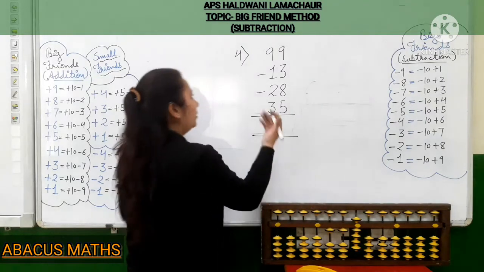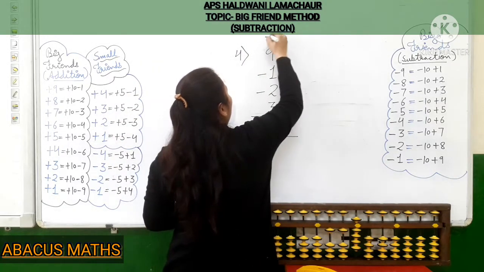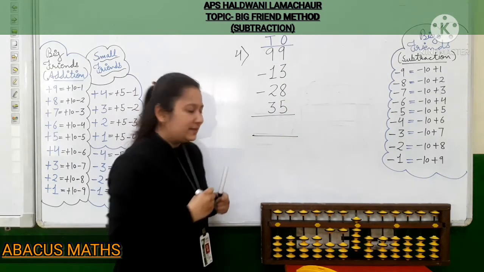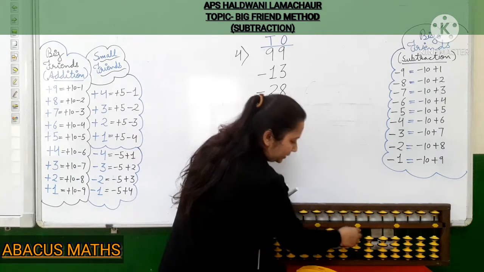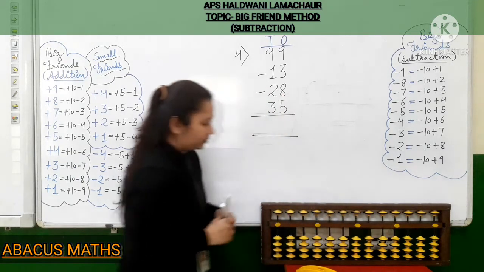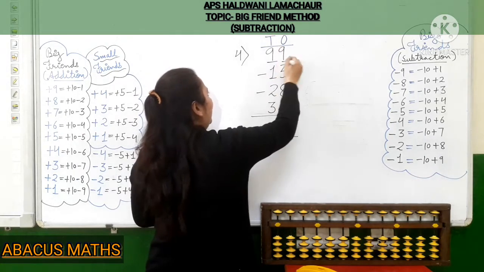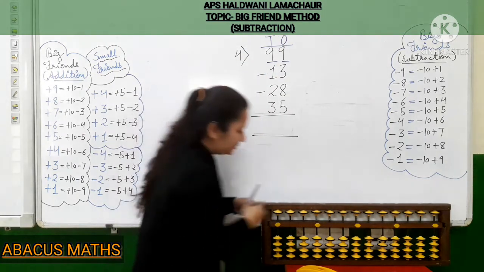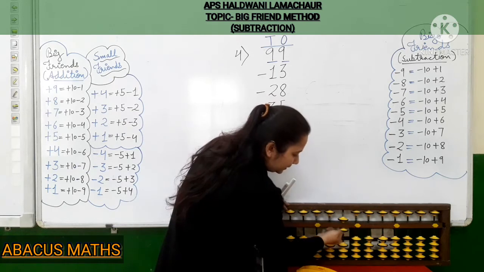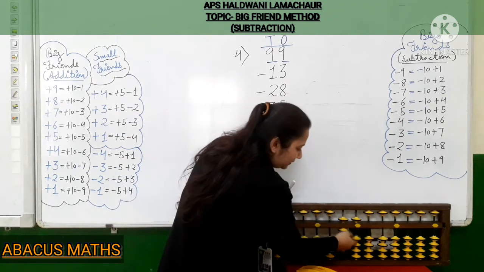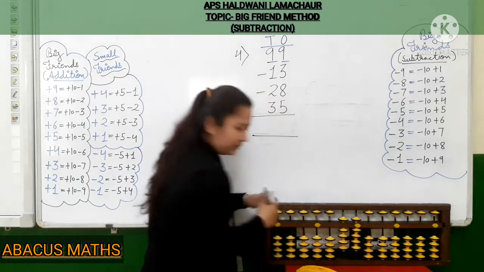Now kids, this is your fourth sum. The first row will go in ones and the second row will go in tens. Set your abacus, upper beads up, lower beads down. Now add. See, 9 you have to add in tens and 9 you have to add in ones. 5, 6, 7, 8, 9 in tens and 5, 6, 7, 8, 9 in ones.